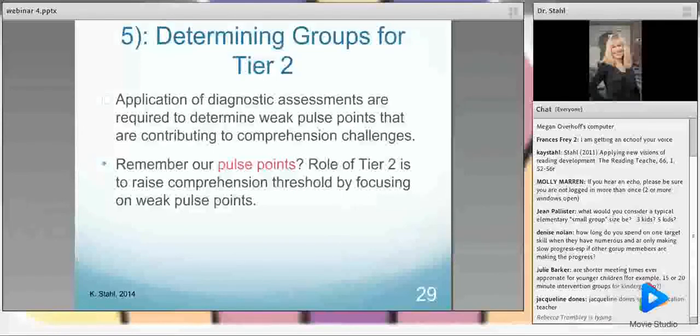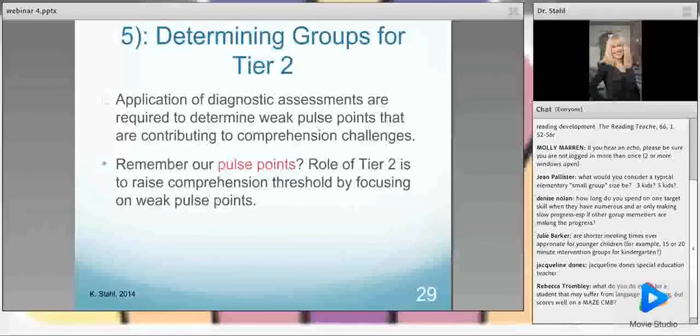So how do we determine groups for the Tier 2? Well, you must do diagnostic assessments to determine what each child's weak pulse points are. Just because a child got a 1 or 2 doesn't mean they're all the same. Sheila Valencia conducted a study several years ago that found that the children who were not passing the state ELA test had as many as 10 different diagnostic profiles. They all don't have the same needs.